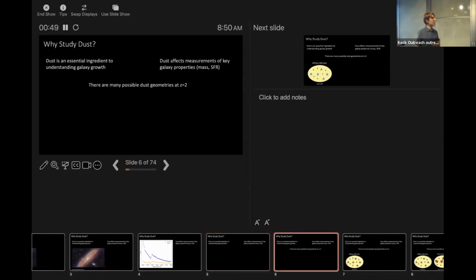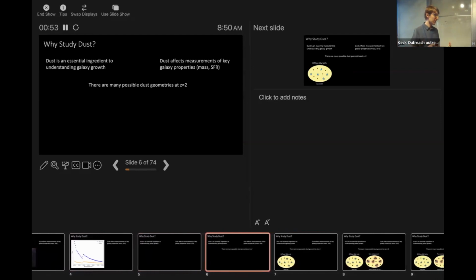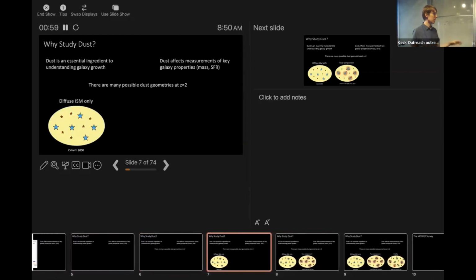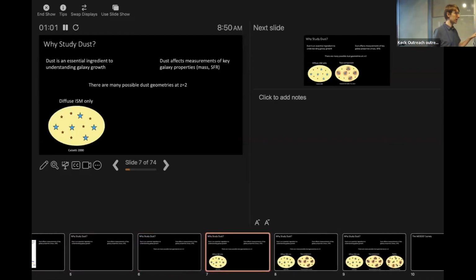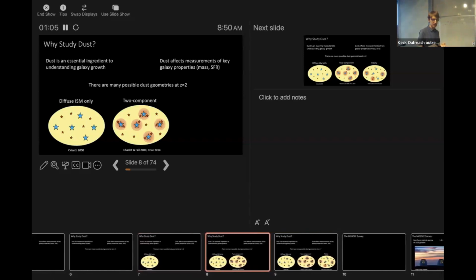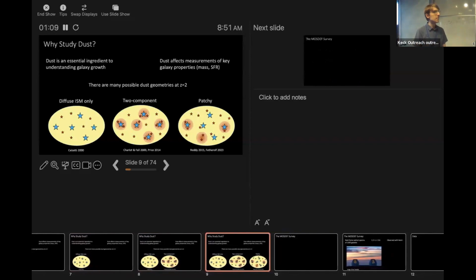And in the local universe, we can see the dust lanes in the galaxies, figure out where the dust is distributed. But at redshift 2, that's much harder. And so some possible geometries that have been proposed is just the ISM doing most of the attenuation. Maybe it's in the star-forming regions and throughout the ISM. Or maybe it's patchy in clumps throughout the galaxy. And so my job has been to try to figure out what dust looks like at redshift 2 and how it's affecting all of our measurements.